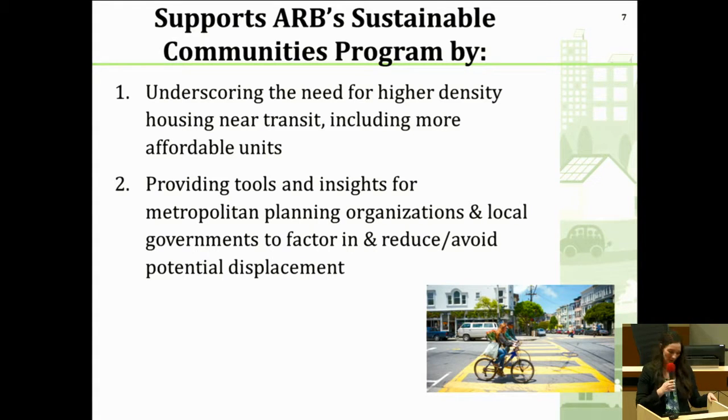First, the research really underscores the need for higher density housing near transit, including more affordable housing units, that will both ensure equity and greenhouse gas emission reduction goals can be met. Second, it provides insights and tools that metropolitan planning organizations and local governments can use to factor in and reduce or avoid displacement, especially as they pursue efforts to increase transit availability and provide adequate housing along transit corridors.